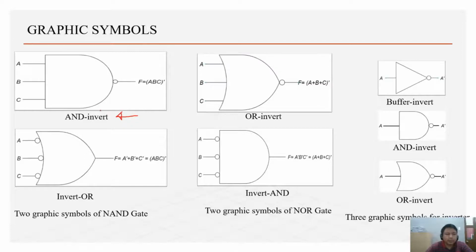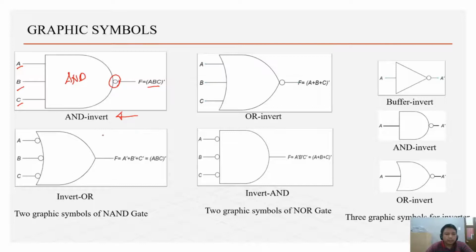So ito ay basically isang AND circuit na merong inverter sa dulo. That is why it's called an invert circuit. So if we have here inputs A, B, C, we have function f that is equal to A ANDed to B ANDed to C, and we are just going to invert it. So that is what we call NAND.